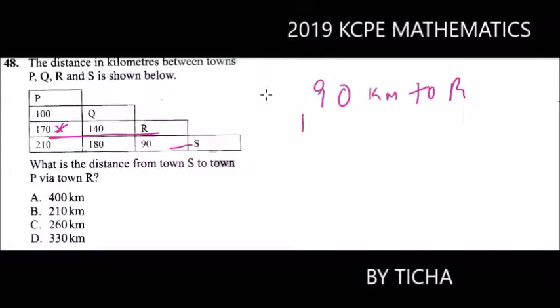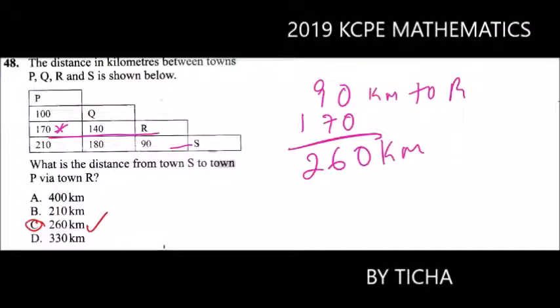So you add 90 to 170, and that should give you 16 carry 1, so you get 2. This means you cover 260 kilometers, and from the answers we have, C is the correct answer, and that is the answer that you shade. So that is how you work out that question.